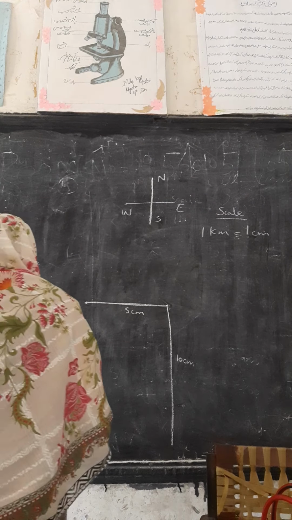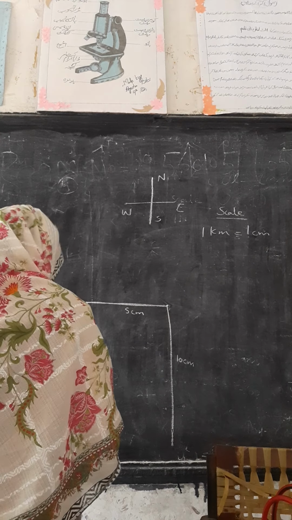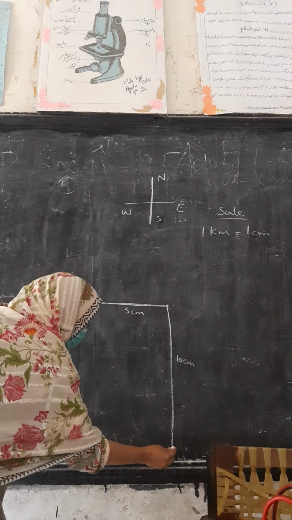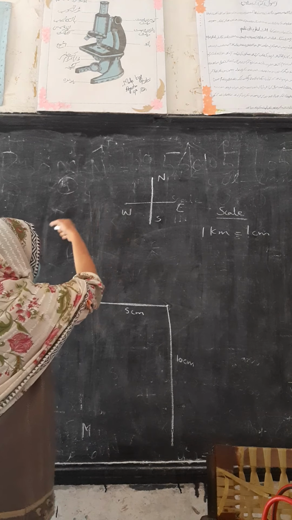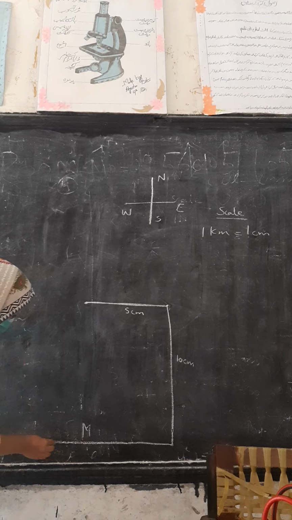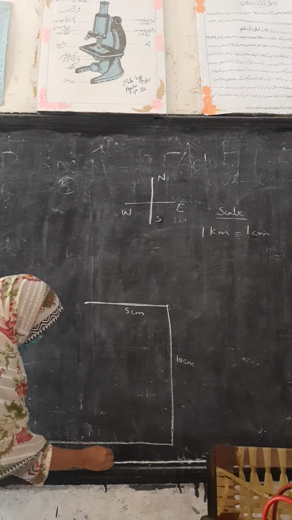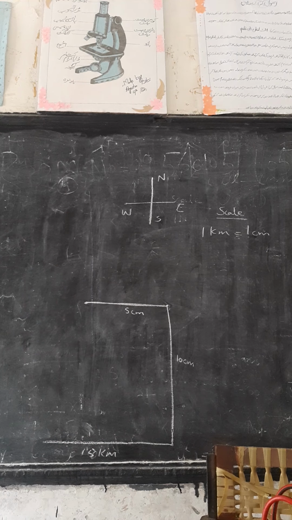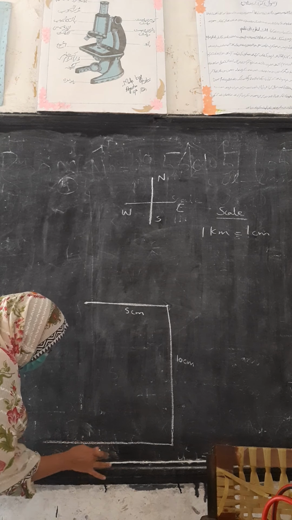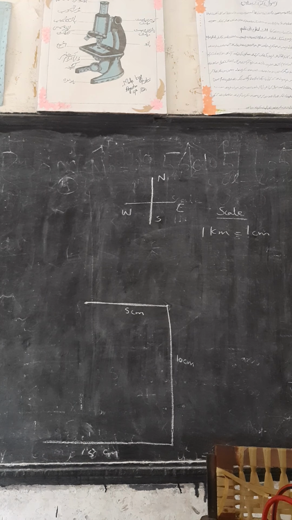he reaches a point. From here he travels 15 km towards west. 15 km towards west. West means on this side. 15 km towards west. The 15 cm. Okay.